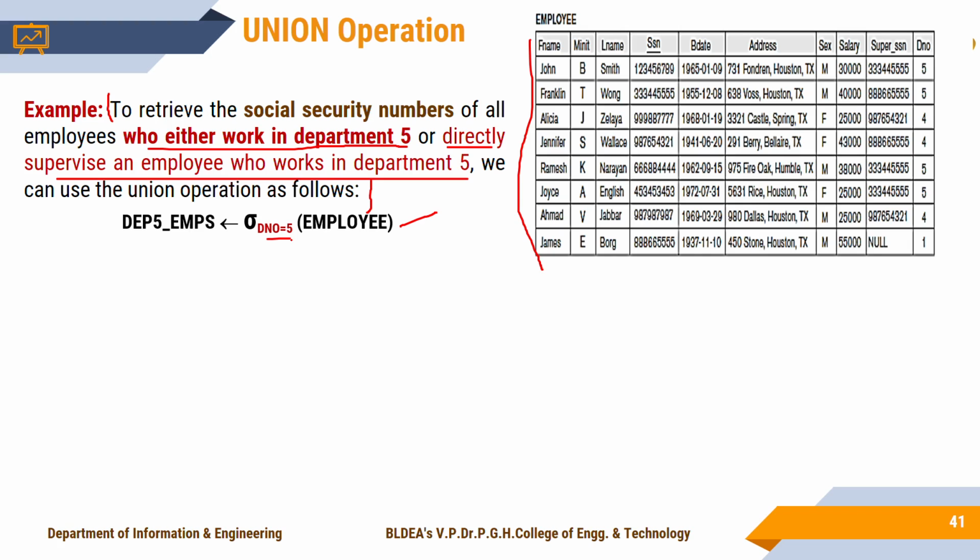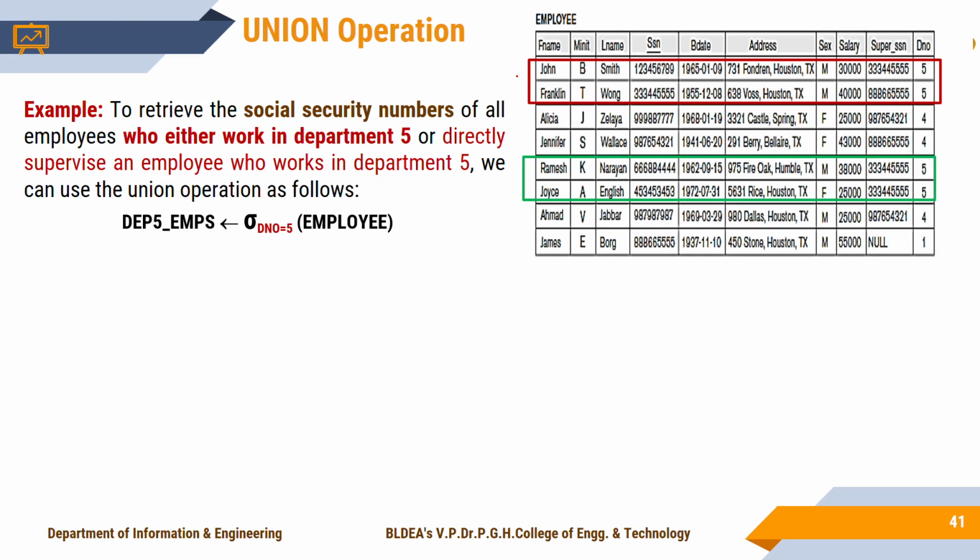So based on this condition, what is the condition? Department number 5. Now you have to check where you have department number 5. Here you have department number 5 and here also you have department number 5. So it selects these two tuples. Department number 4, no, the condition fails, and here also it fails. But here once again you have department number 5 and here also department number 5. Then it selects these two tuples. These 4 tuples are selected because they satisfy the condition where the DNO value is 5.